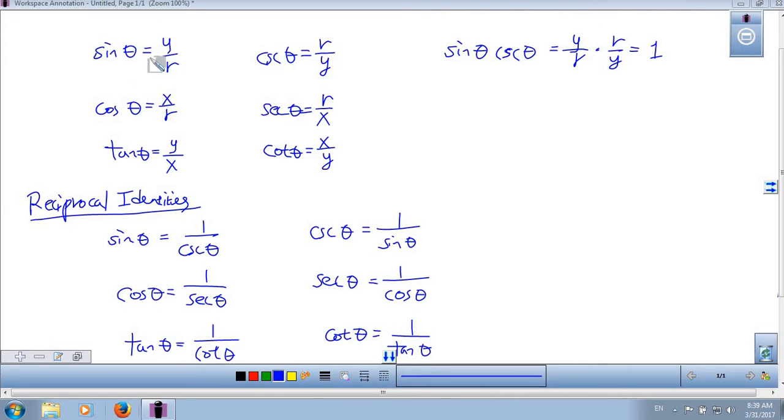So essentially, y represents sine theta, and x represents cosine theta. And so tangent theta, when you do y over x, you can actually say that it is sine divided by cosine. Alright, let's see how that works.